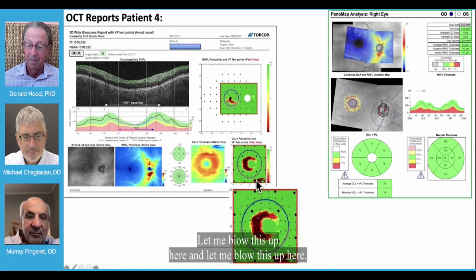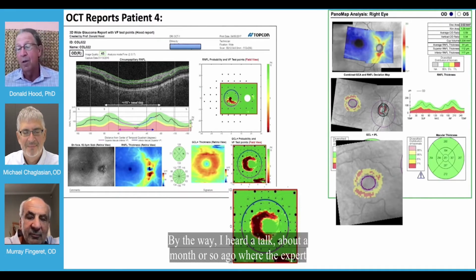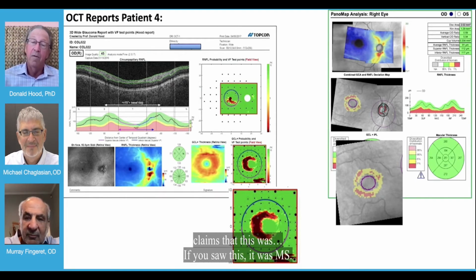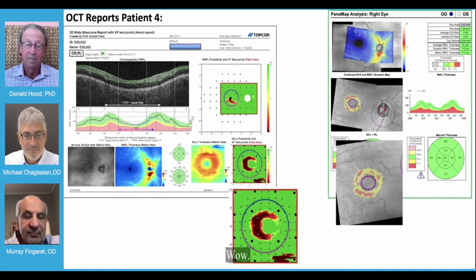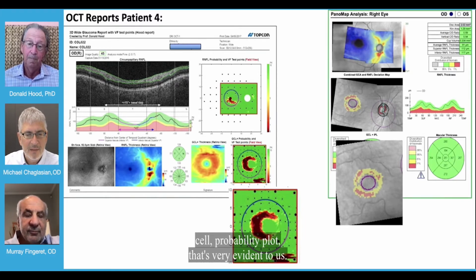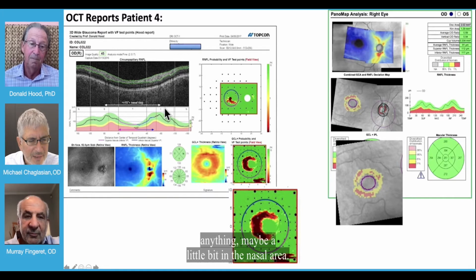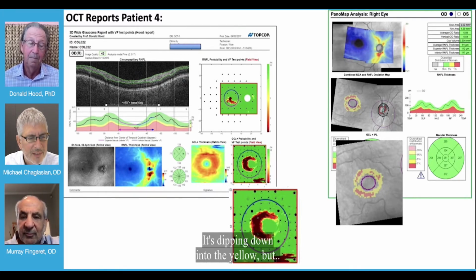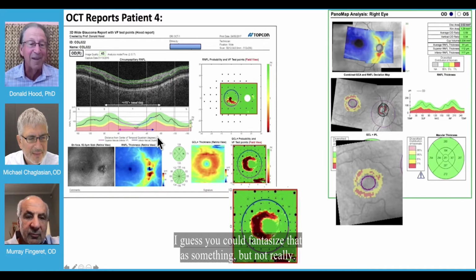All right. So what's going on here? Let me blow this up here. By the way, I heard a talk about a month or so ago where the expert claimed that if you saw this, it was MS. Wow. Well, what we have here is this abnormality on the ganglion cell probability plot that's very evident to us. When I look at the B scan and the en face curve, I don't really see anything. Maybe a little bit in the nasal area, it's dipping down into the yellow, but that's way outside. That's way outside, exactly. So that's not anything. I guess you could fantasize that, but not really.